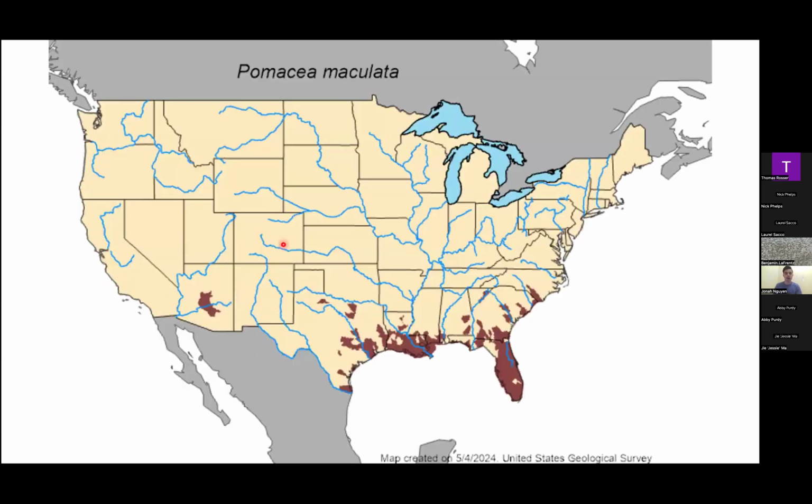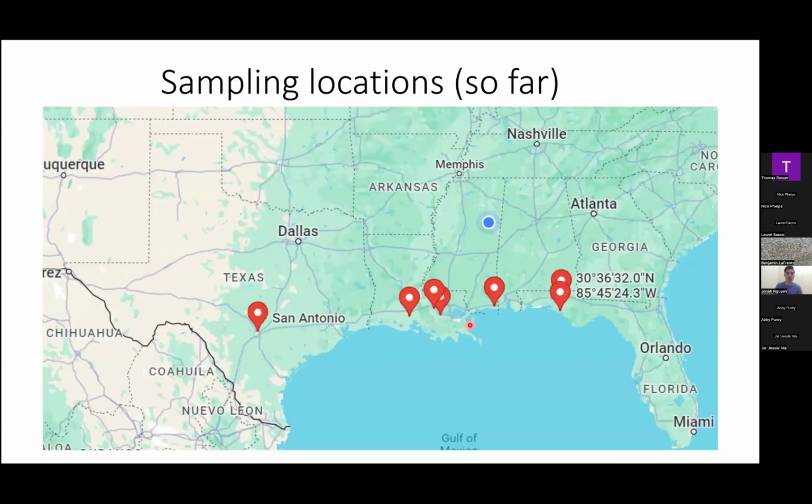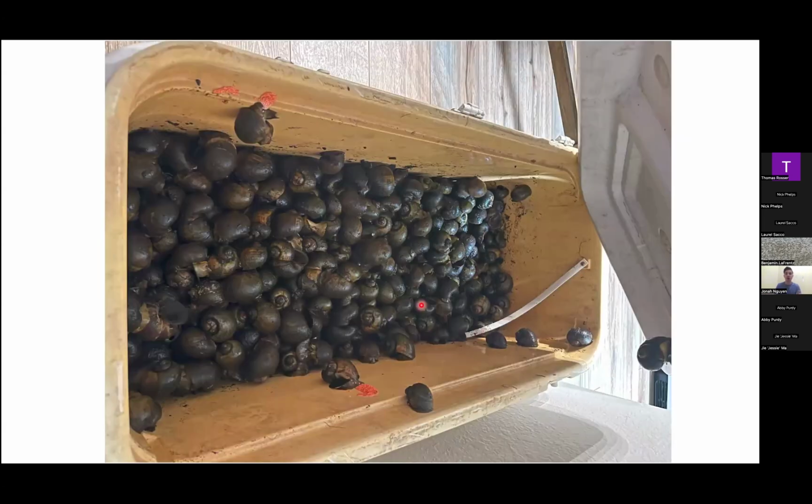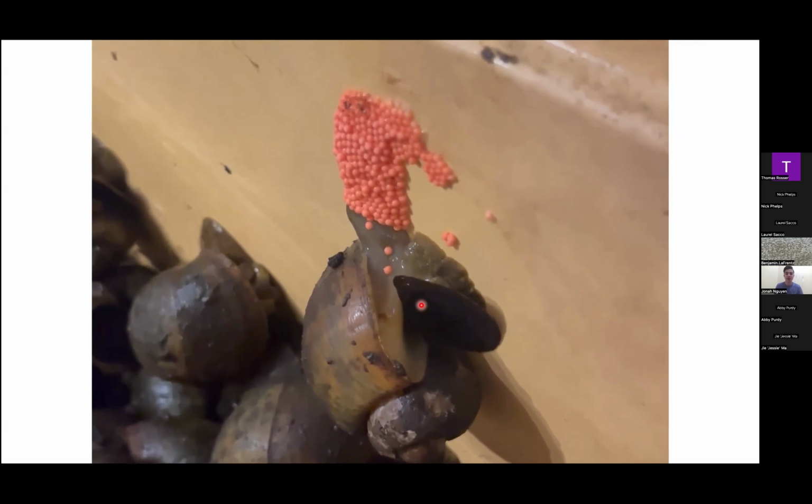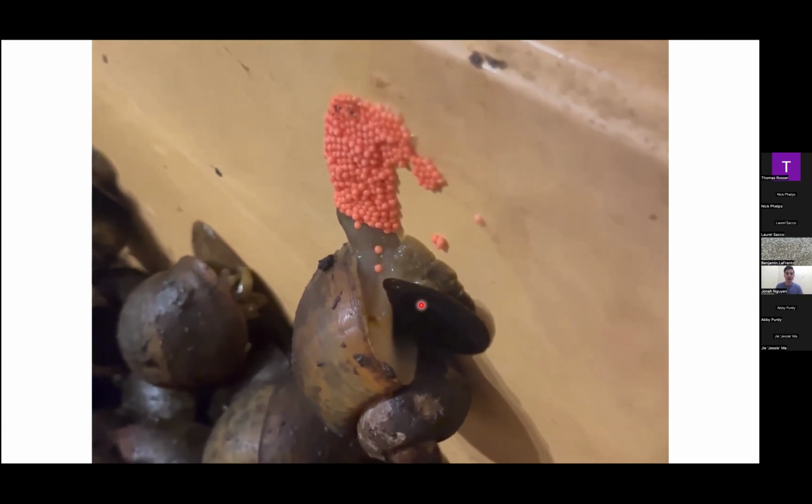So I'll just jump right in. This is the current distribution of a species of apple snail. This is just one species of Pomacea, but you can see where it's distributed across the US. These are my sampling locations so far, so not too many. I could use more. This is a bunch of apple snails I've collected, just as an example. You can see what they look like. They're rather large, which is why they're called apple snails. And they lay these pink eggs that are really weird and interesting to look at.